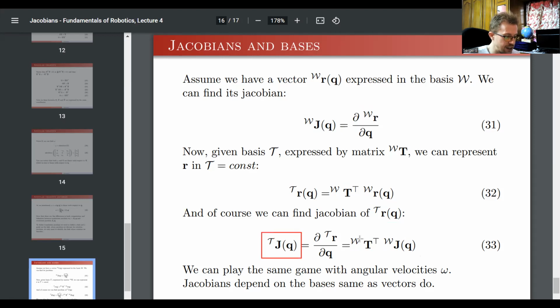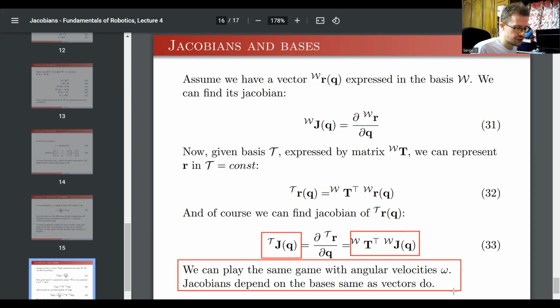So we see that there is a relation between two Jacobians. If we have the Jacobian in the world frame and want the Jacobian in the T frame, we multiply it by T transpose. Alternatively, if we know the Jacobian in the T frame, we multiply it by T and get the Jacobian in the world frame. We can play the same way with velocities.